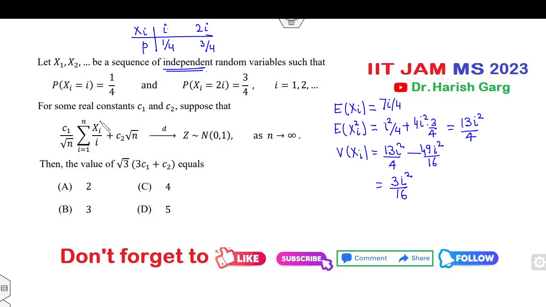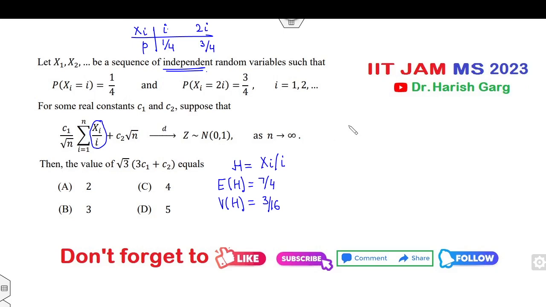Fine. Now your target is to find the xi over i. If I consider h as xi over i, can you find the mean of h? So 1 over i is outside, so it is 7 over 4. Can you find the variance of h? Variance of h is, i square will be cancelled out, it's 3 over 16. Fine. Now you can see you have to find in terms of z. Yes, in terms of z. So the summation of xi over i, this is my h.